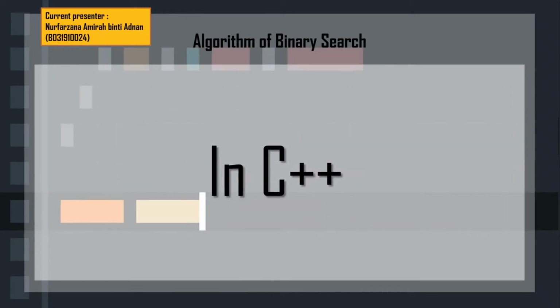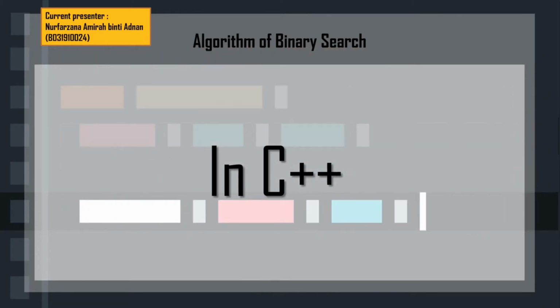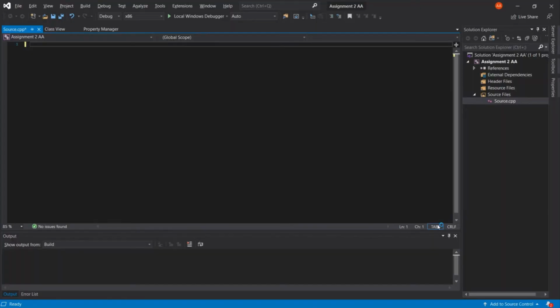Okay, so now I will explain to you the algorithm of binary search in C++. So let's open Visual Studio. Here we go. So right now I will type and run the whole C++ code for binary search.